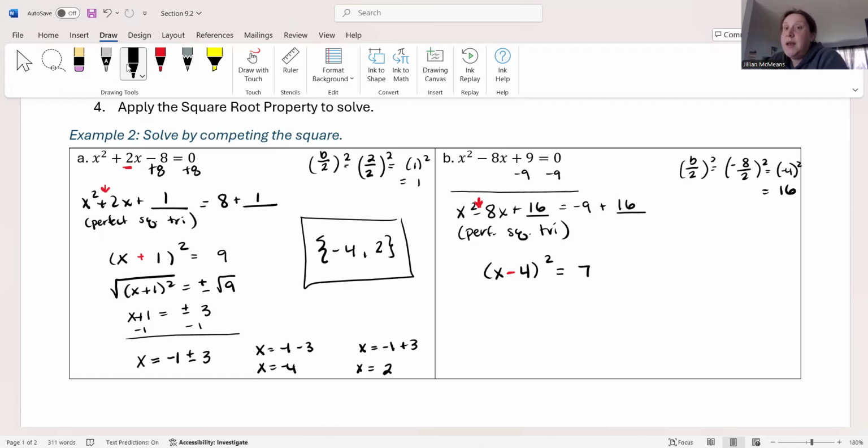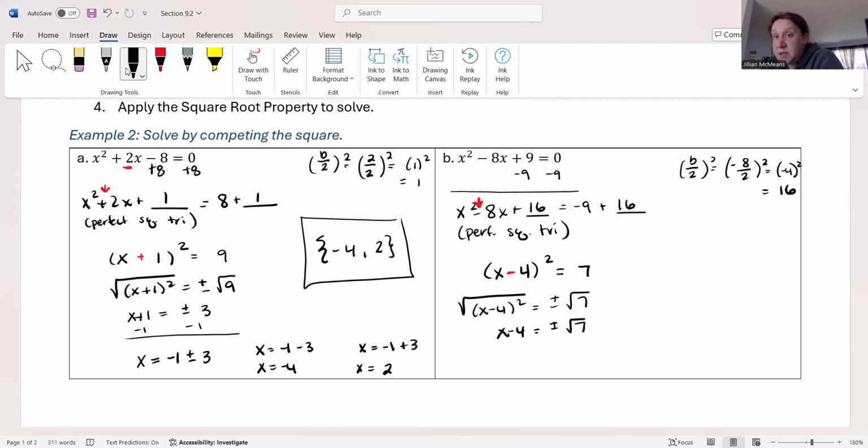Okay? Now, at this point, we are primed and ready to go for the square root property. We have the variable isolated in a single term squared equaling a constant. Let's go ahead and take the square root of each side. So the square root of x minus 4 squared, and then plus or minus the square root of 7. Okay? Well, the square root of x minus 4 squared is just x minus 4. And then the square root of 7 is just the square root of 7. So I'm going to leave this plus or minus the square root of 7.